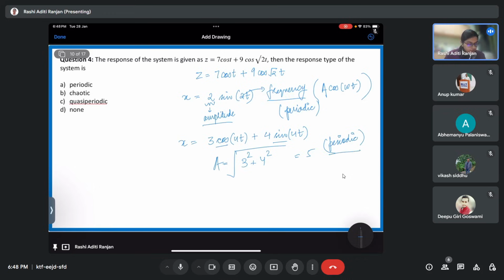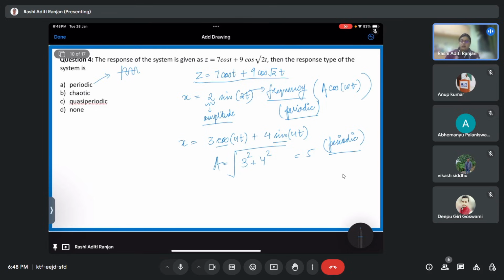So this is again going to be periodic, right? Now coming on to, okay, I know this is periodic, but what about the given equation? Is this periodic or how is it going to behave? Okay, so first you see the options. The first one is the periodic, which we know how it is going to behave.